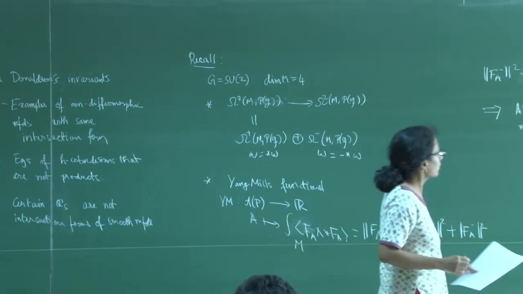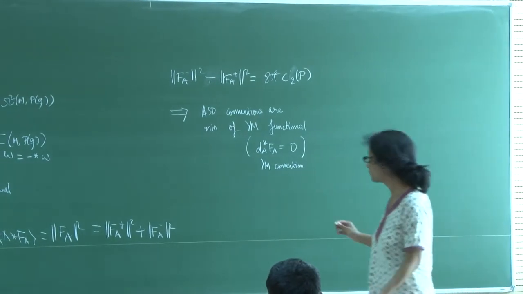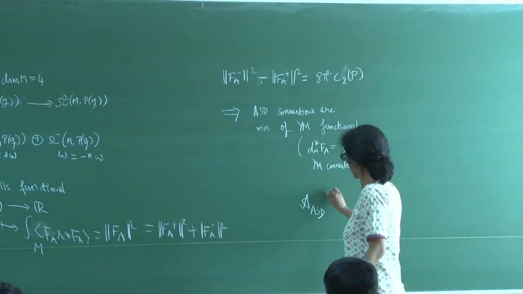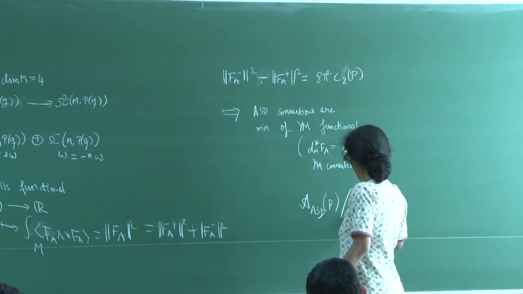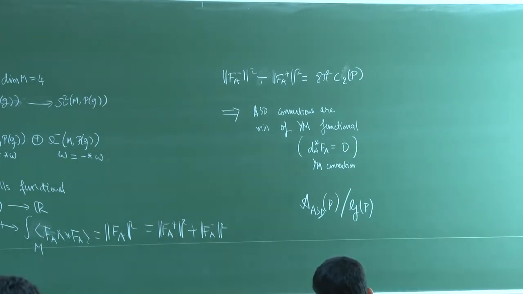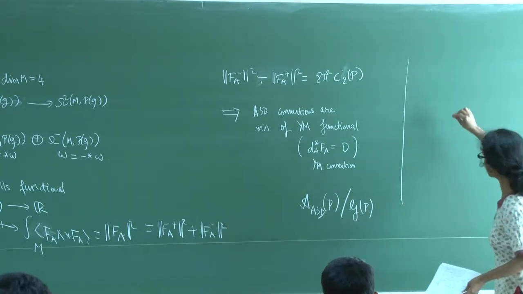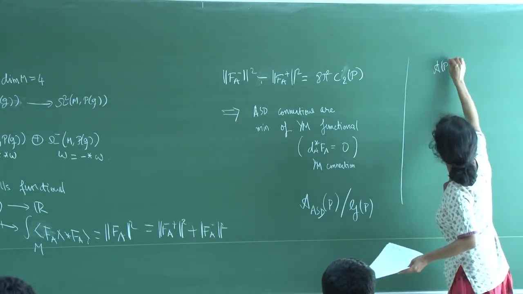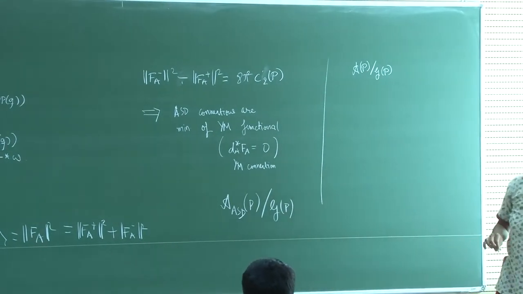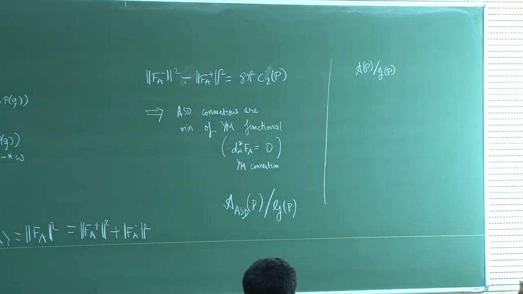Okay. So we are interested in connections modulo gauge. Before we get there, let's first look at the space of connections modulo gauge transformations. This is going to be an infinite dimensional space, but let's try and understand it a little.